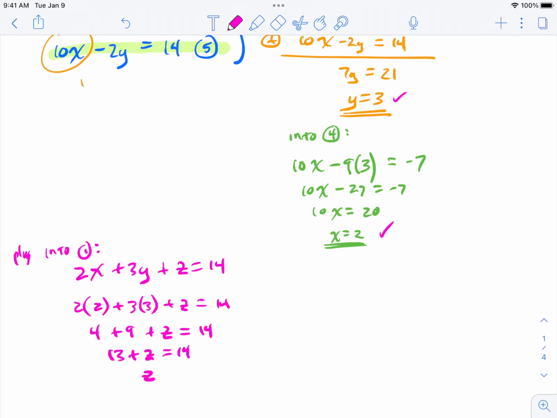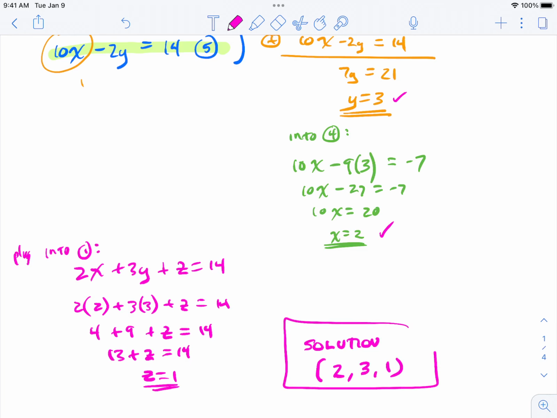Subtract 13 on both sides. Z is equal to 1. Cool. And so the solution to this 3 by 3 system is a point. It's the point x equals 2, y equals 3, z equals 1. It's a point with an x and a y and a z coordinate.